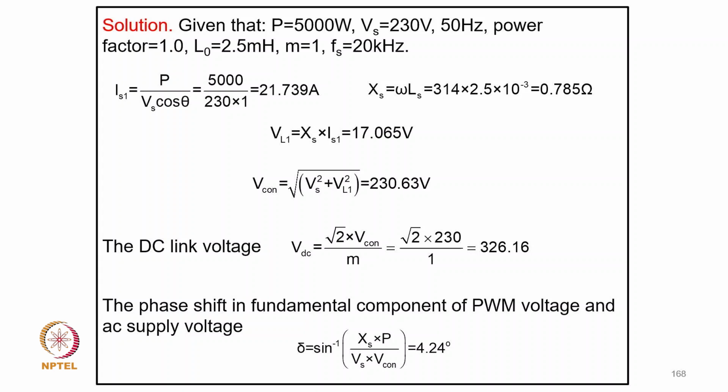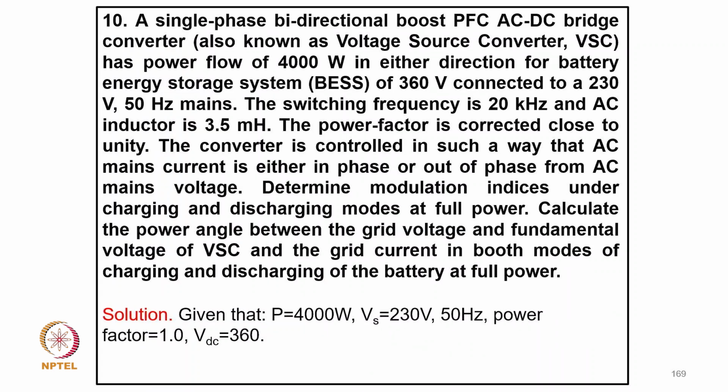17.0665 volt, and V converter equal to under root Vs square plus VL1 square, that comes to 230.63, and the DC link voltage VDC equal to root 2 V converter by M, so it comes to 326.16 volt, and the phase shift between the fundamental PWM voltage and the AC voltage, delta equal to sin inverse of XS IS1 upon V converter and Vs, that comes to 4.34 degree.